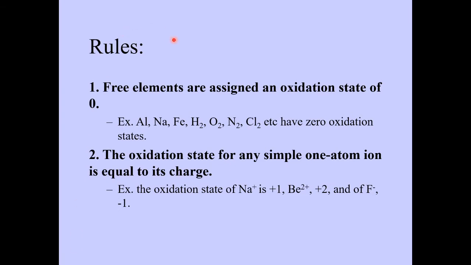All right, rule number 1, very simple. Free elements are assigned an oxidation state of 0. What do I mean by free elements? I'm talking about elements that are by themselves, elements that are not in chemical compounds with other elements. So if you see any free metals, aluminum, sodium, iron, or any diatomic gases, H2, O2, N2, Cl2, these are all considered free elements. They would all get an oxidation number of 0.